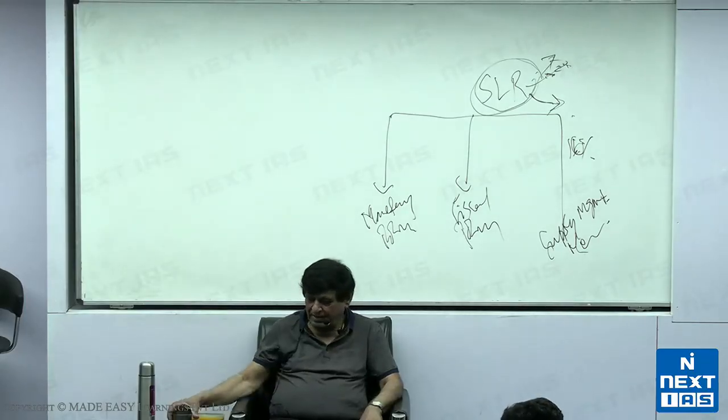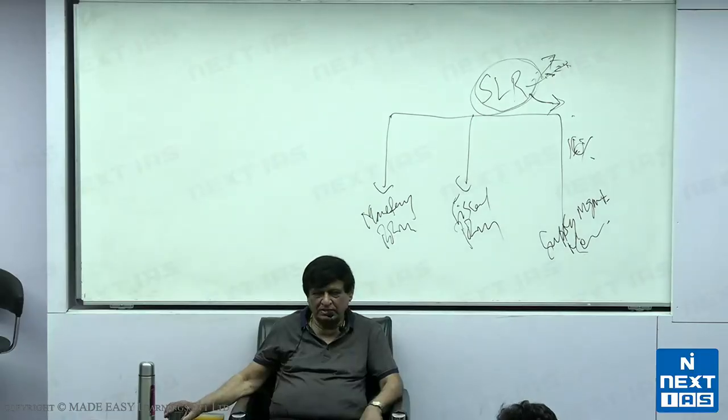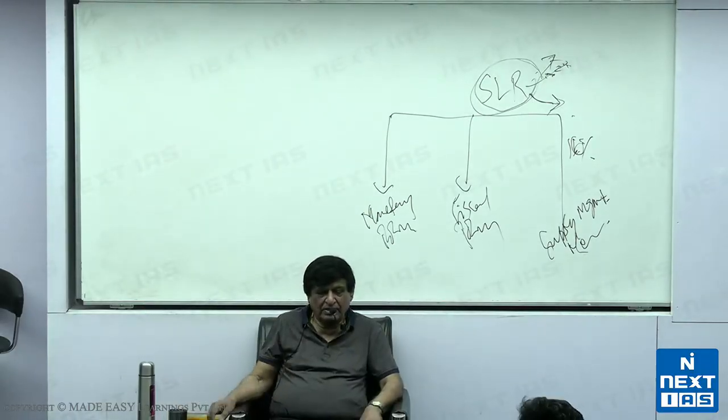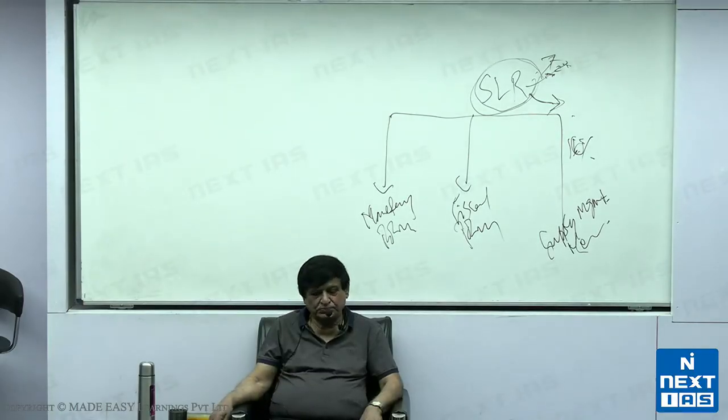So number one, imposing a temporary ban on exports of some essential items in order to improve their domestic availability. Full stop.